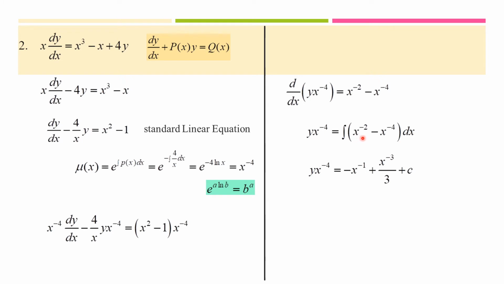Integration of x to the negative 2 gives negative x to the power of negative 1. Integration of negative x to the negative 4 gives plus x to the power of negative 3 over 3, plus a c. And lastly, we write down the general solution, or in other words, we express y explicitly in terms of x. The result is y equals negative x cubed plus x over 3 plus c x to the power of 4.